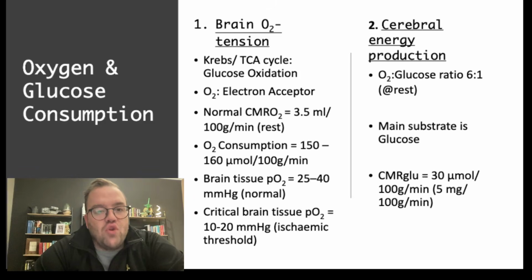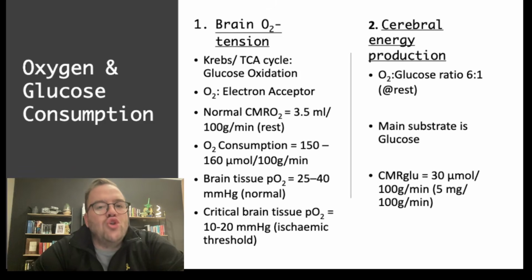The normal CMRO2, the cerebral metabolic rate of oxygen consumption, is around 3.5 mils per 100 grams of brain tissue per minute at rest in an adult. In a neonate and an infant, that is closer to 5 to 6 mils of oxygen per 100 grams per minute. The oxygen consumption is roughly 150 micromoles, and you can double that for pediatrics.